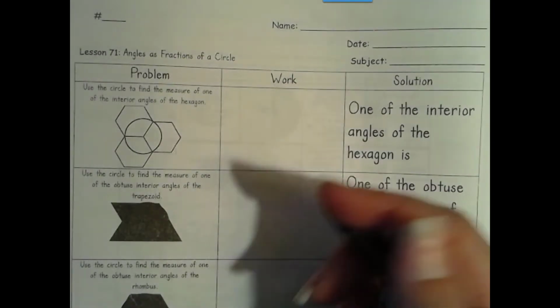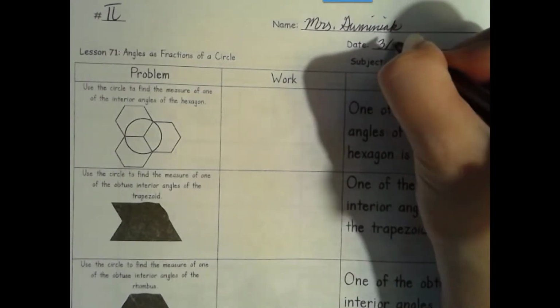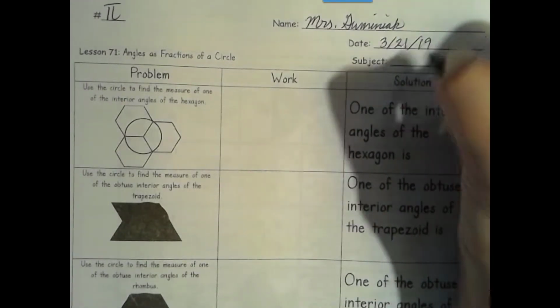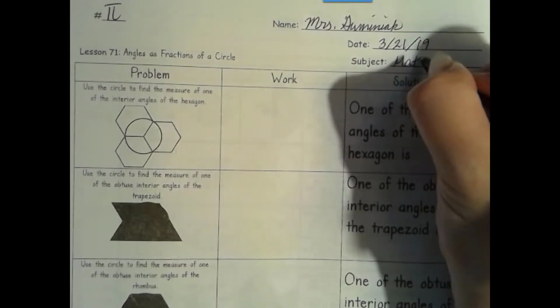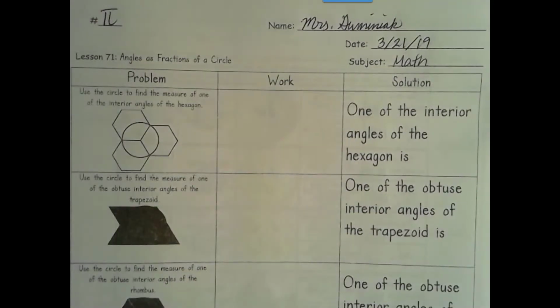Okay, so now we're on to part 2 of lesson 71. Make sure you have your heading on. Name, number, date. First and last in cursive. Make sure that you're writing the date you are working on these notes and not necessarily the date I'm writing. Our subject is math.